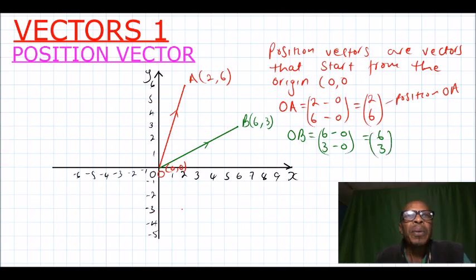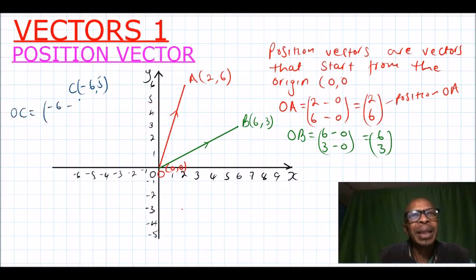We can pick another point. We call that point C on this side. The coordinates of C are minus 6 and 5. So we get the position vector OC is equal to minus 6 minus 0 and 5 minus 0, which is equal to minus 6 and 5.